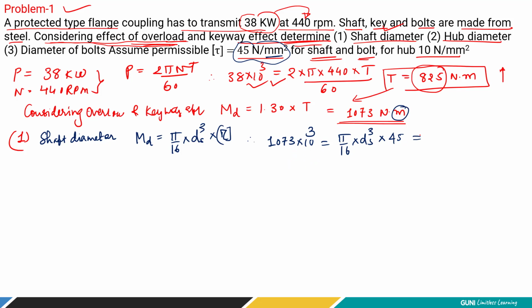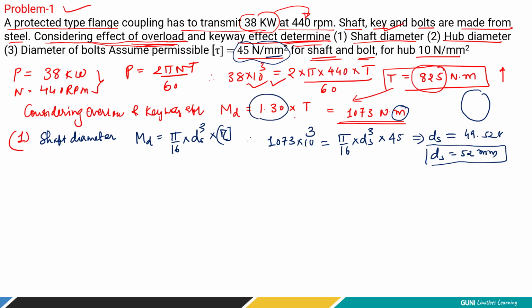Now let's find the shaft dimensions. So from this equation, the shaft diameter comes out to be 49.58, right? On the safer side, we are going to take it as 52 millimeter, right? So this is the value of the shaft, right? If we hadn't considered this 30% overload, probably the dimension of the shaft would have been simply 46 millimeter, right?